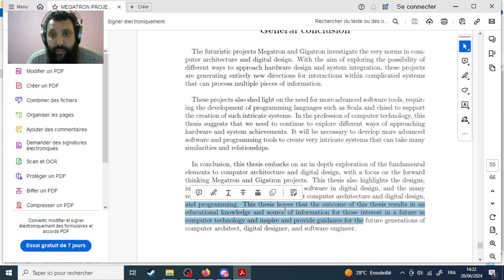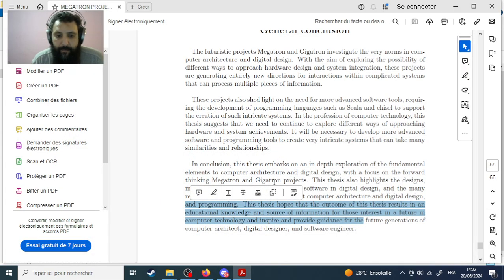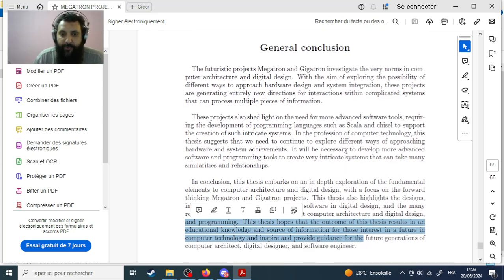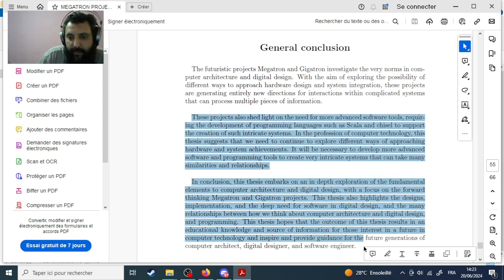This is how we construct a general conclusion. A general conclusion is constructed this way. Do you have questions? It's clear. You just have to rewrite this. The first part can be broad. You can put something broad. But what's left should be retouched, should concern what you did in the project, in the manuscript. I think that's all.